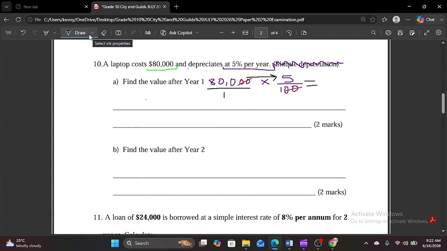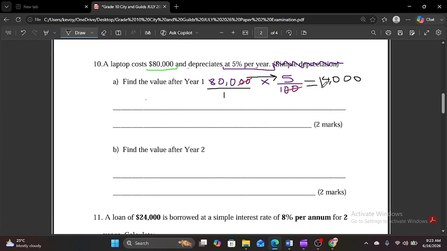So 8 times 5 is gonna be 40, and there's two zeros afterwards. So that's gonna be 4,000. Whether you did it like this or you did it regularly, you should get the same $4,000. It's just a trick that I showed you, so you can choose which one you prefer. All right, so $4,000.